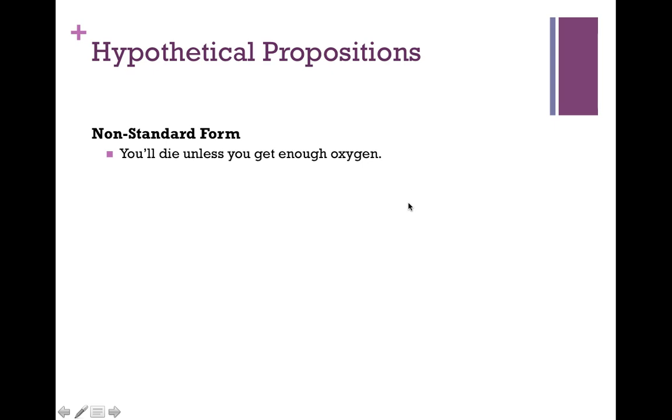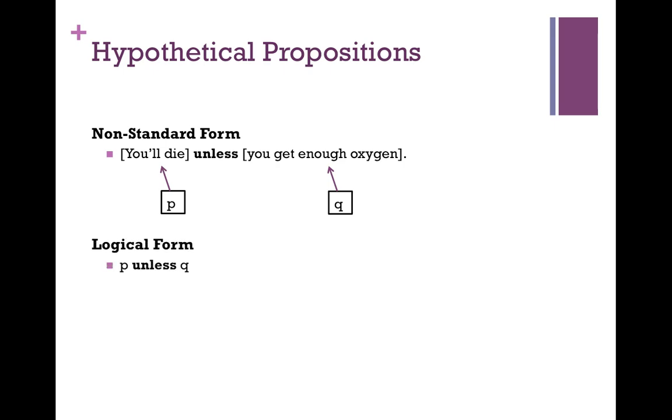This is also a tricky one, but if you think about it for a second, I think it'll make sense. You'll die unless you get enough oxygen. Well, let's identify the logical form. P unless Q, that's how we could write it out. But here we don't have it in standard form, because standard form is if antecedent, the word then, and then our consequent. And we don't have that here.